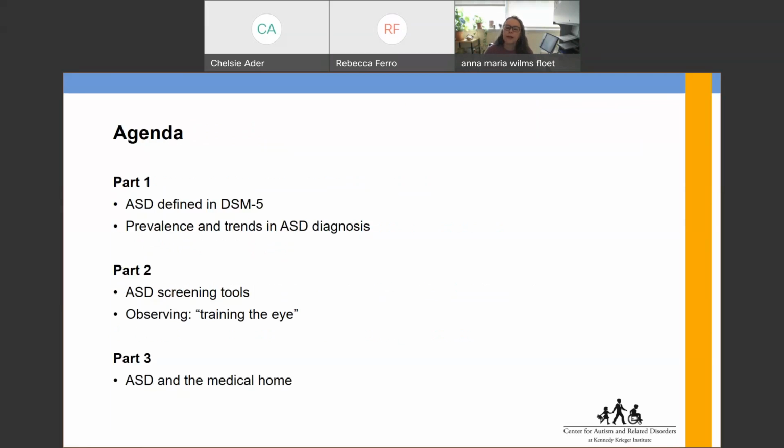So as I stated, the agenda is going to focus first on definition. I want to share a bit of updated information on prevalence and trends. I have learned, I think, in the training here, particularly credit to Dr. Landa, who I will show you videos from, really working on training the eye on how can we detect autism, even if we don't have a lot of time. And again, we cannot just rely on that only, but I'll give you a framework on how to train and observe. And then the last part is autism in the medical home.